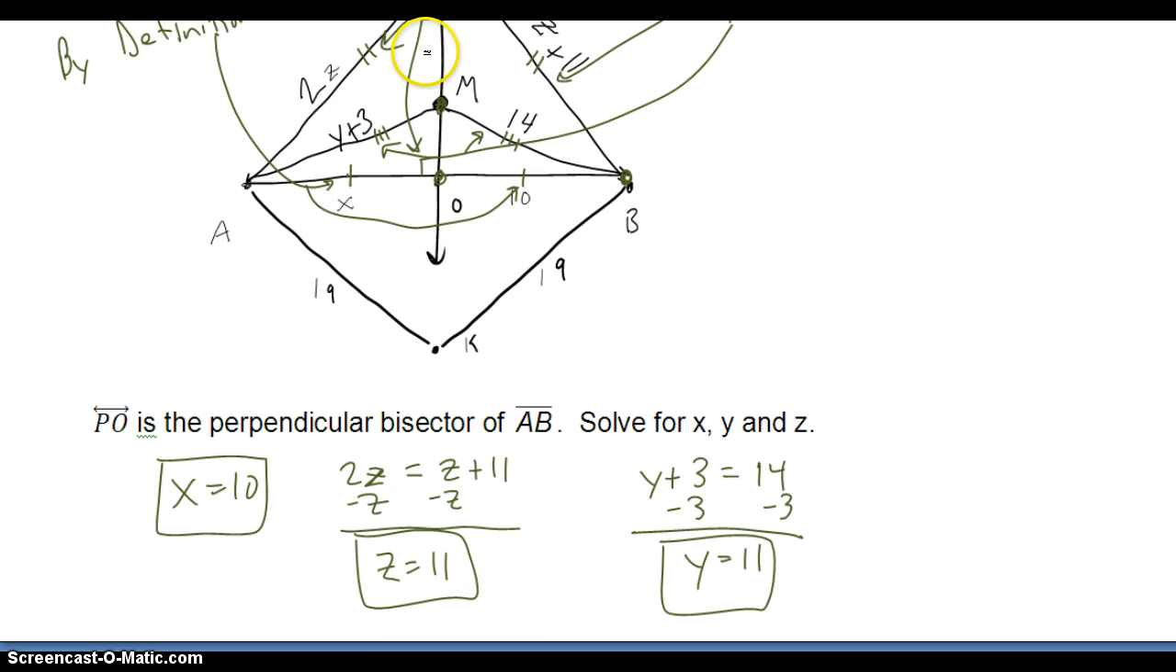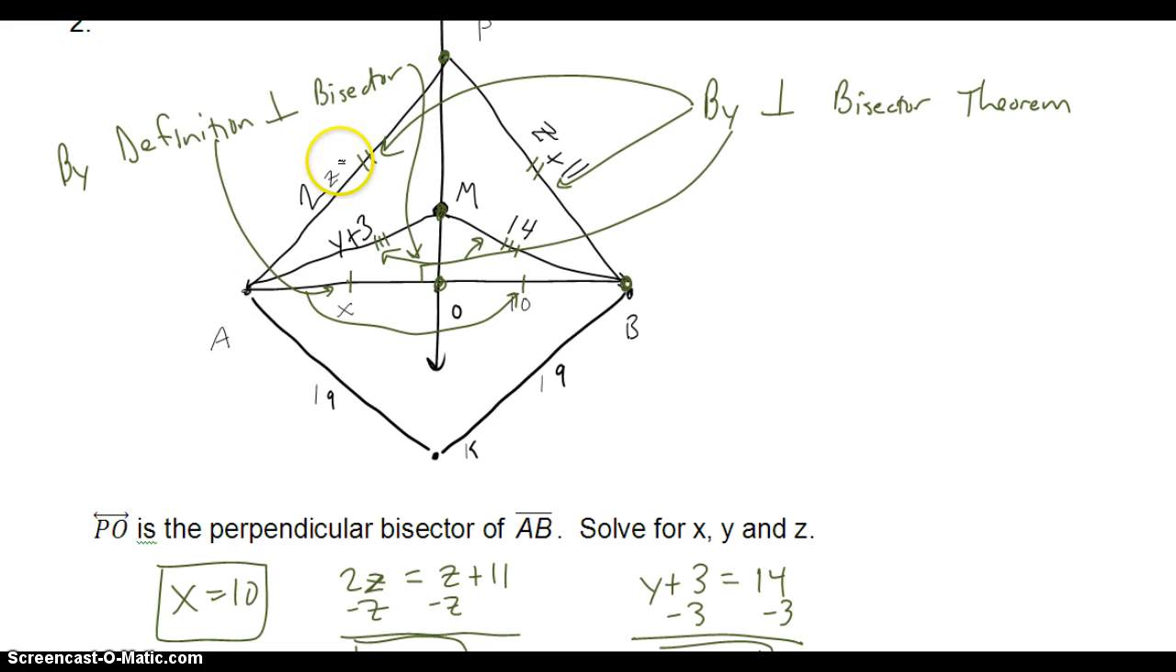But that looks kind of weird. How can y and z be both 11 if this length is much longer than this length? Well, if I look back at the problem a little bit, z is not this entire length. This entire length is 2 z's. So this entire length is actually 22. It's actually 11 plus 11, which is 22. Now if I look at this length, it's not 11, it's 11 plus 3, so it's actually 14 long, which makes sense because this is also 14.